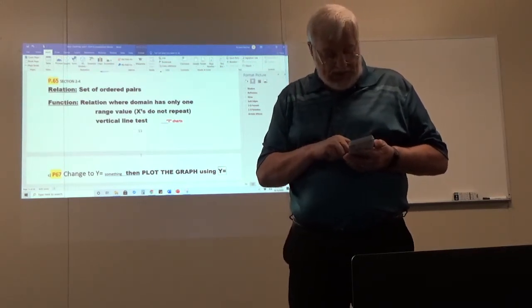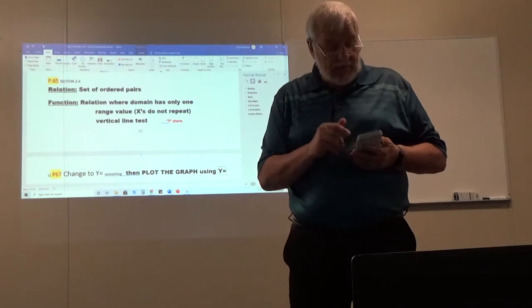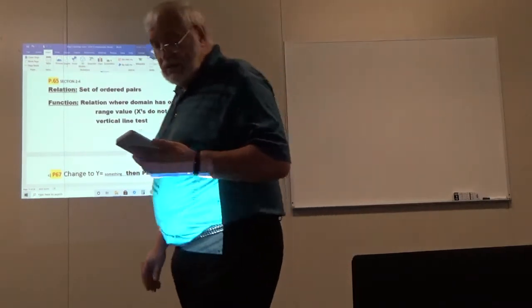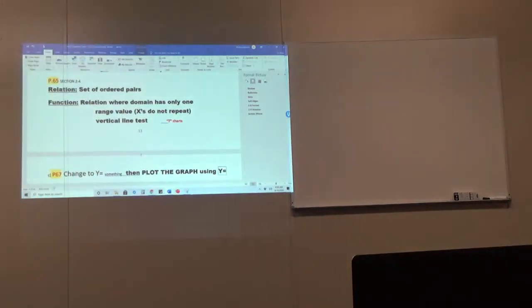And change y to 1. And don't worry about the rest. Now when you press enter, you should see something like that when you go to the graph.